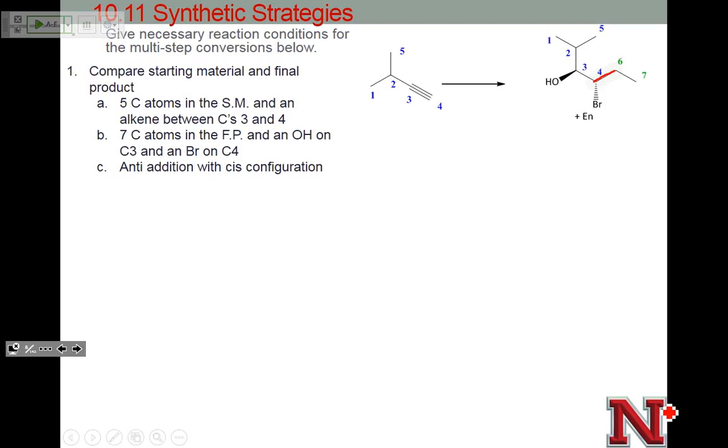If we start with a trans double bond, I still get anti, but notice how it's drawn. I'm drawn with my two R groups on the same side. I can rotate. What's that going to do to my stereochemistry?